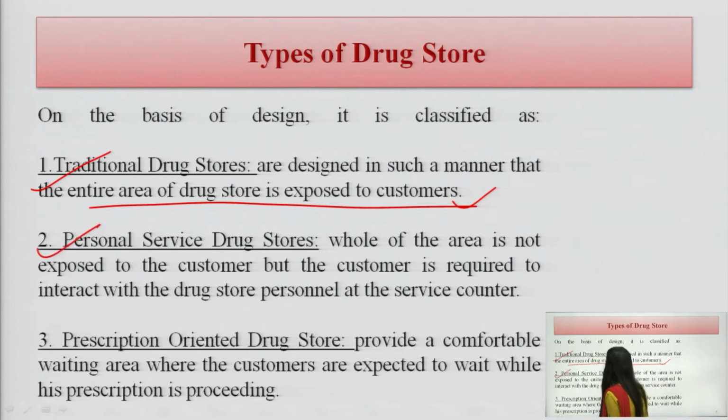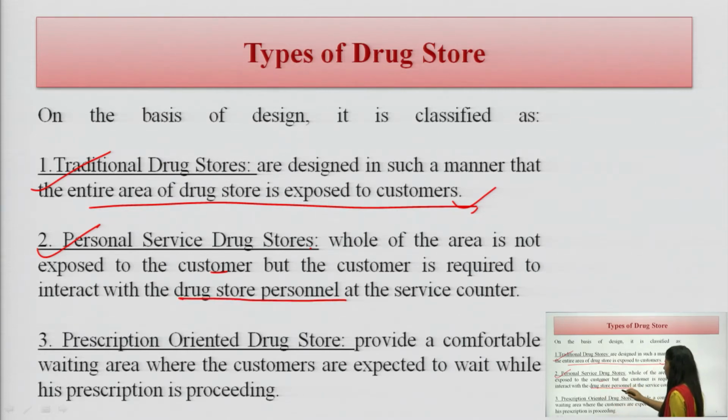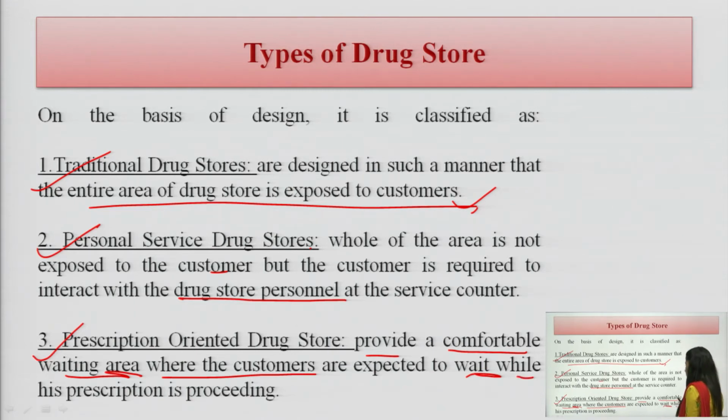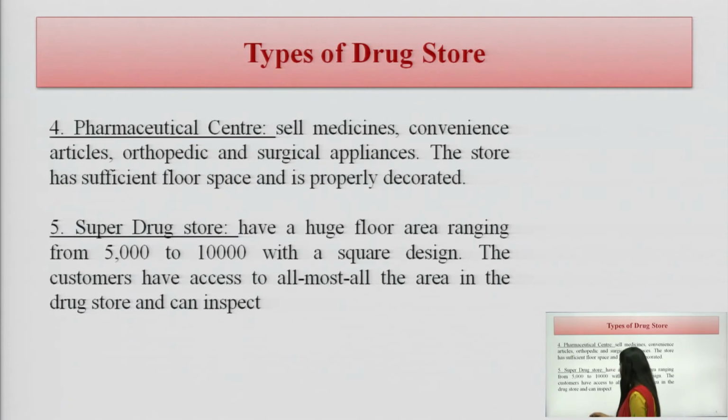Another is the personal service drugstore. There the area is not exposed to the consumers, but the consumers can talk to the drugstore personnel, and they can take whatever the customer requires. Another is the prescription oriented drugstore. Here the layout should provide a comfortable waiting area, because if there are more patients, they have to wait, where the customers are expected to wait for their number while their prescription is being processed.